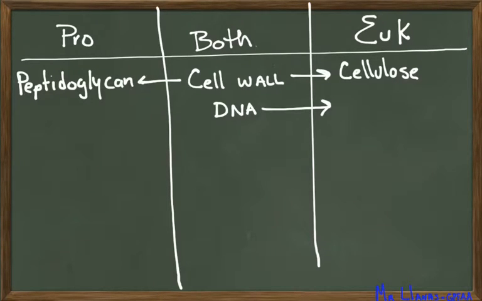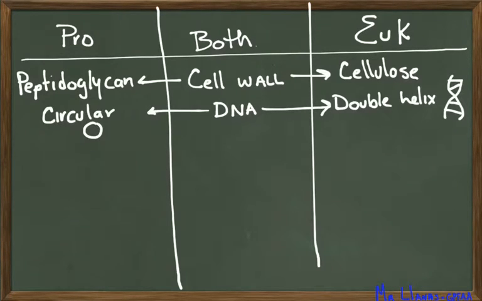Another thing that they have in common is their DNA. They both have DNA, but in eukaryotes, the DNA is a double helix. It's double-stranded. We know that DNA is a nucleic acid, and it's made up of nucleotides. So it's made up of two strands of nucleotides, and we call it a double helix. In prokaryotes or bacteria, the DNA is circular. It's still double-stranded, but instead of being a double helix, it's just a circular shape.